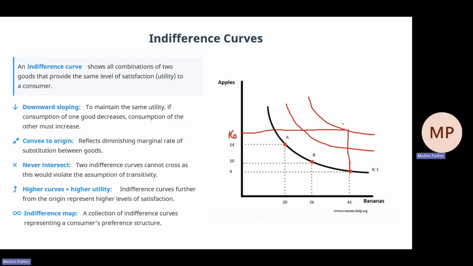Now, this collection of curves together is called an indifference map. It is a collection representing a consumer's different preference structures.